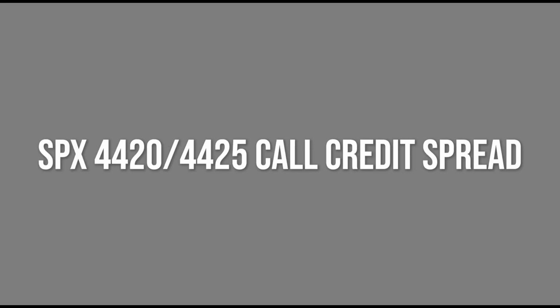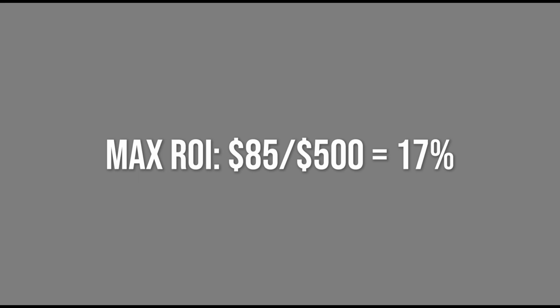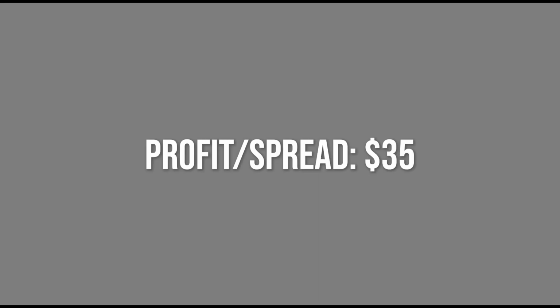On Thursday, I sold an SPX, the S&P 500 index, 4420, 4425 call, and it collected a total credit of $85. So using what we just learned, I traded a 5-point call spread. My max loss in this case would be $425, which is around a 17% ROI on the credit, again, which is really good for one day. I later on bought back that spread for $50, which means that I only made $35 a spread, and I sold two.